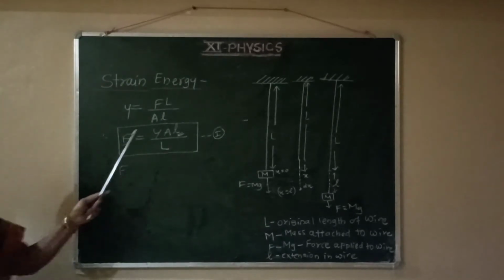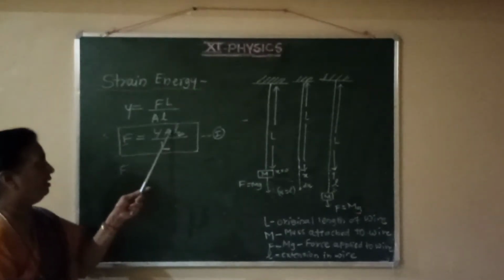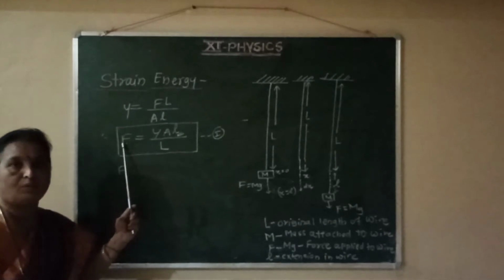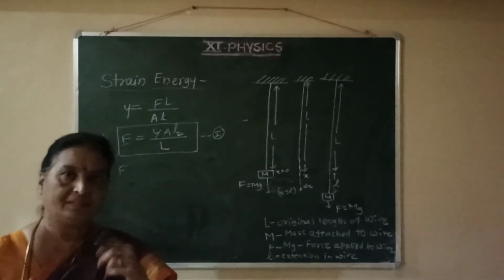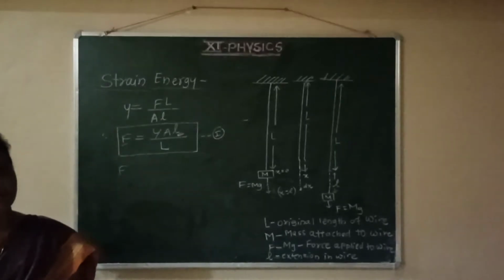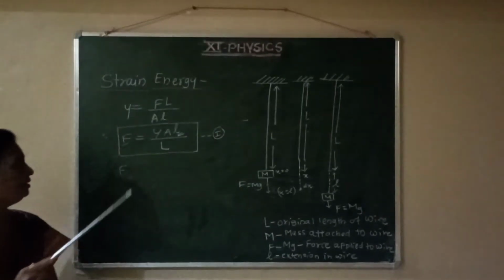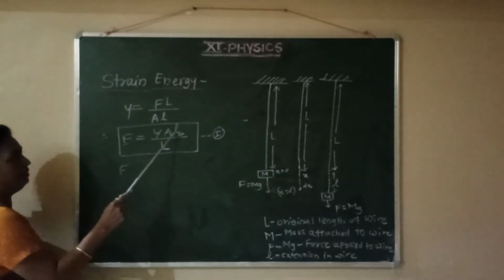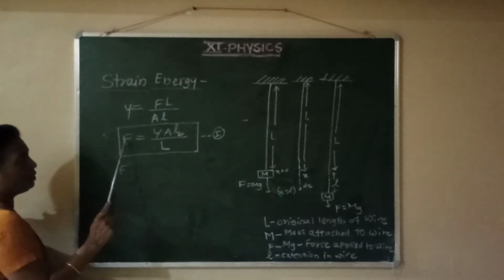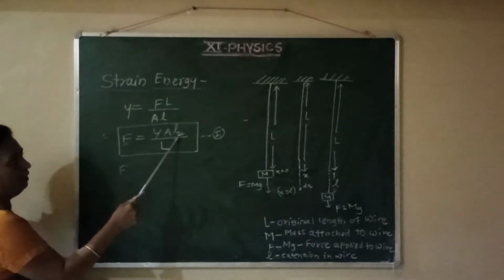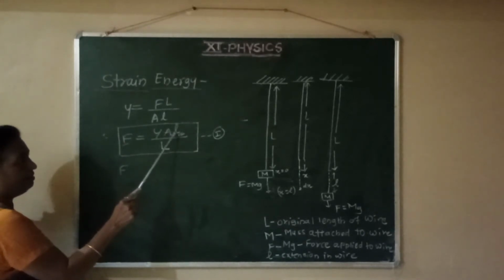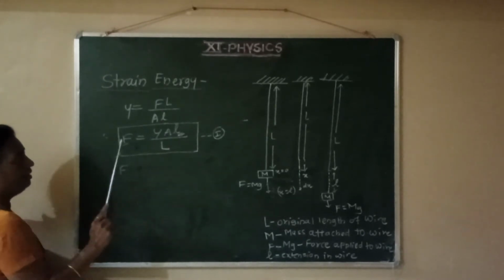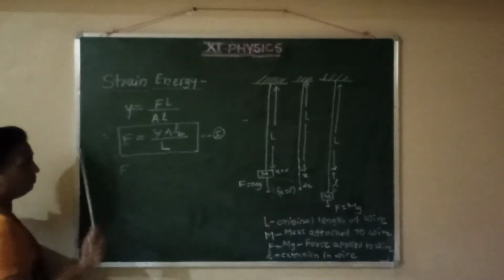That means the elongation produced in the wire depends on the application of force. If the force is less, the elongation or increase in length of the wire is also less. If the force is more, the elongation is also more. So F is directly proportional to L. This indicates that the increase in length of the wire depends on the force F.